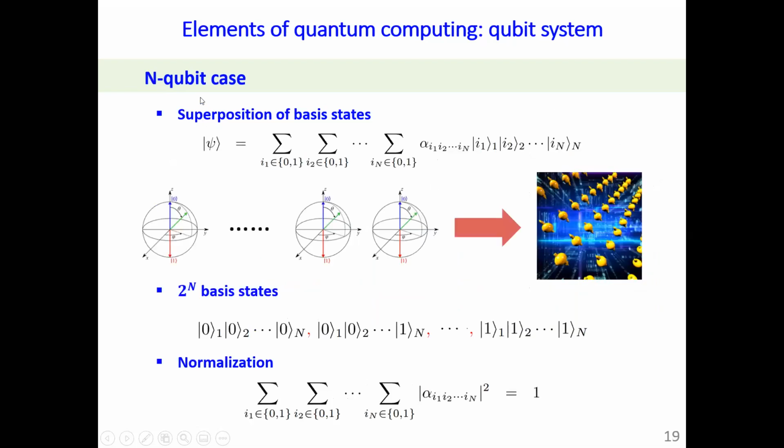And we also have the arbitrary n qubit case, which is just a superposition of the basis states. Again, it requires 2^n basis states, and each of them is constructed from the single qubit basis by direct product. The wave function of the n qubit system is also normalized to 1.